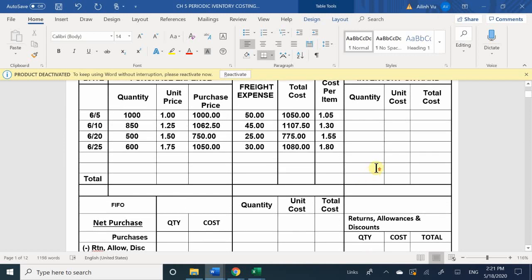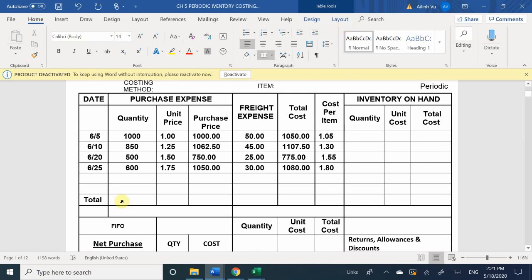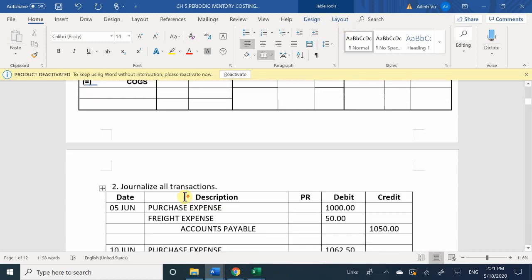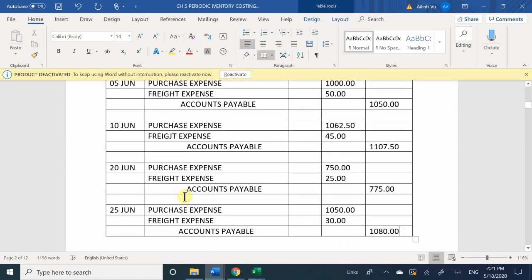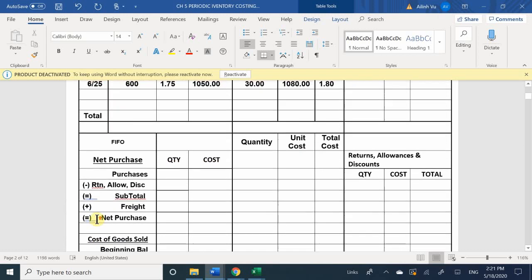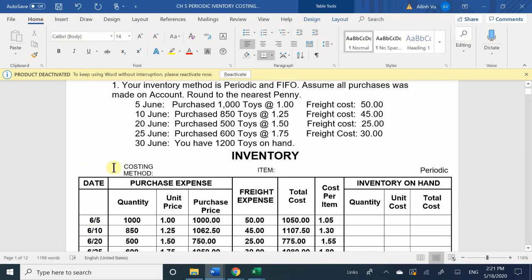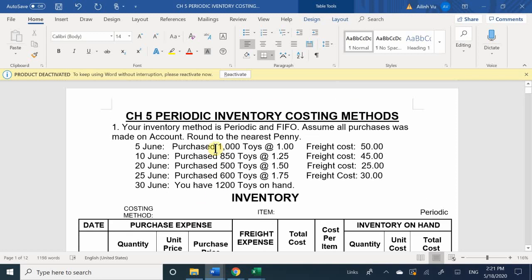We're done. Okay. Could you go back to the journalizing for just one second, to the journal entry? The 25th. Okay, I see where we're at. Okay, that's fine, I'm done. And now it says June 30th. You have 1,200 toys on hand. So keep that in mind, because when we're selling our stuff, what's going to happen?